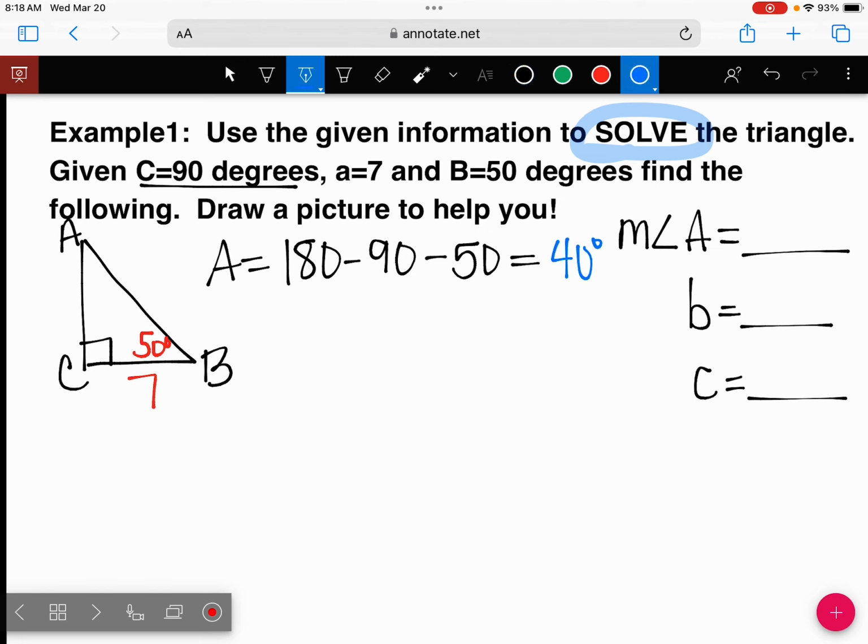Isn't this the 3-4-5 triangle? We don't have it. We have a 7. Oh, those are the sides, not the angles. Right. Yeah. Okay.